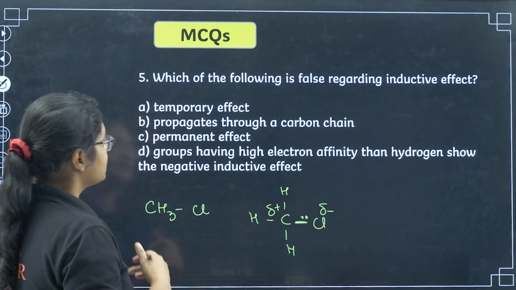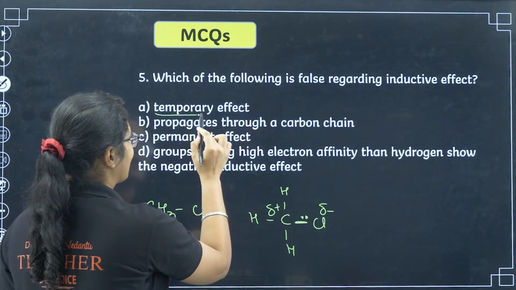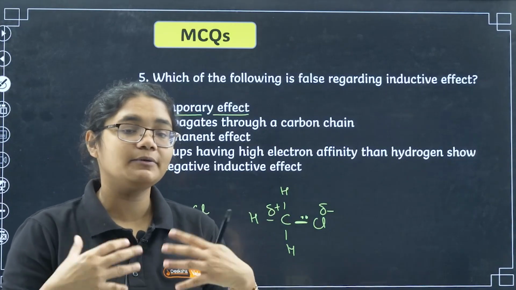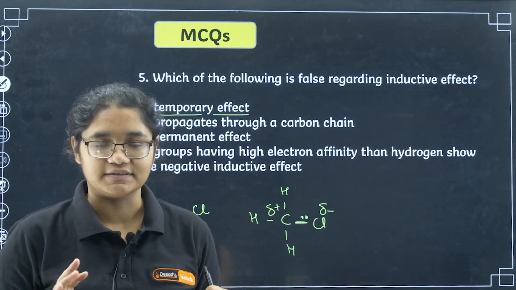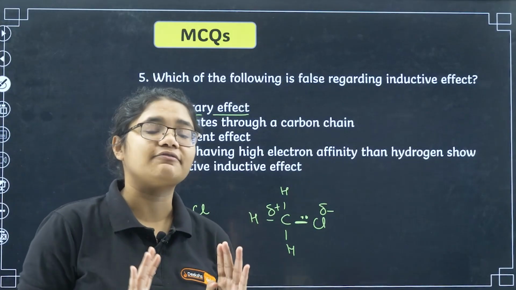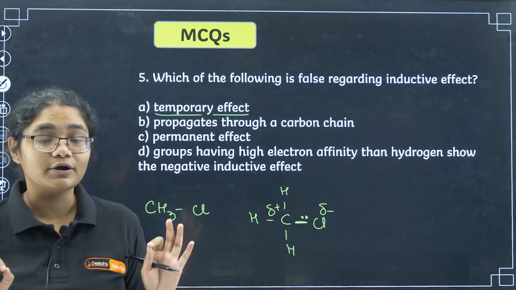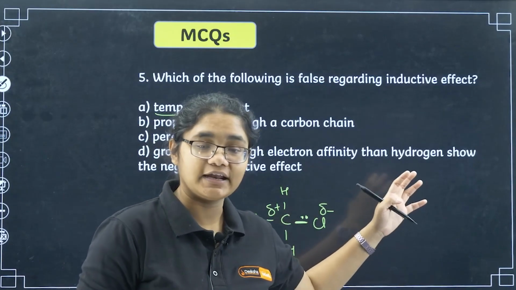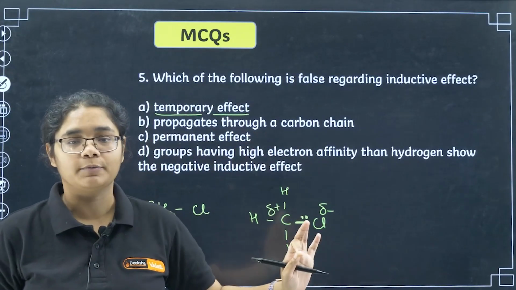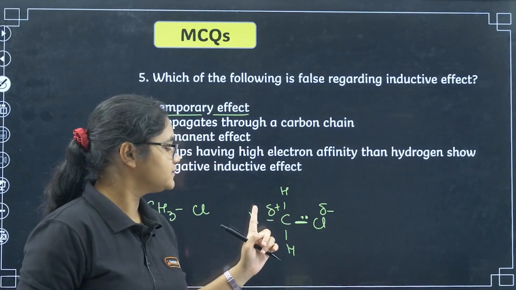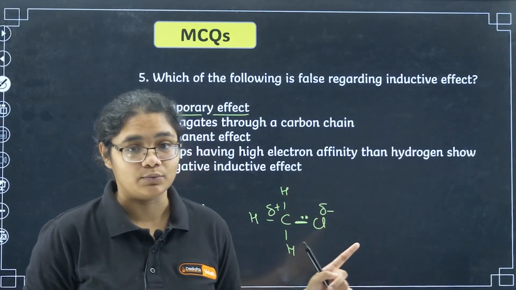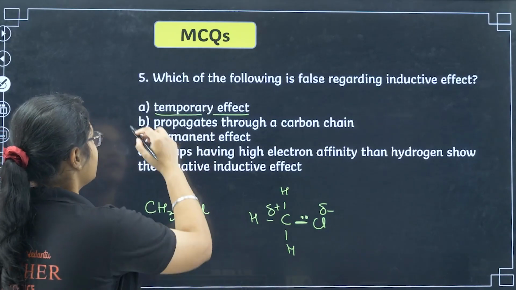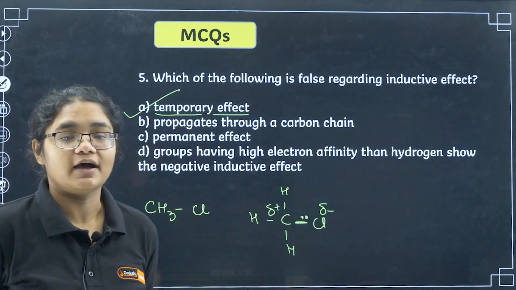Now what is false regarding this? It is a temporary effect. Temporary effect means the effect will be observed in the presence of certain reagents, and if that reagent is not present, the effect will not be observed. But that does not happen in inductive effect. Whether any external reagent is present or not, it will always be in the form of delta plus and delta minus. So it is not a temporary effect, it is a permanent effect. That is why this is false regarding inductive effect.